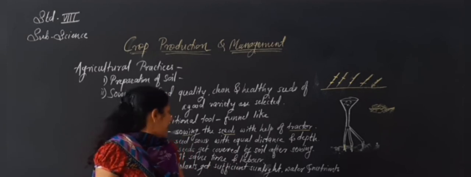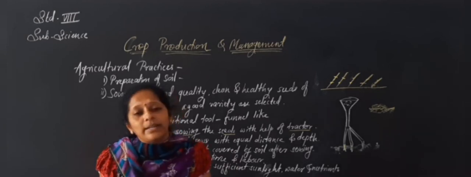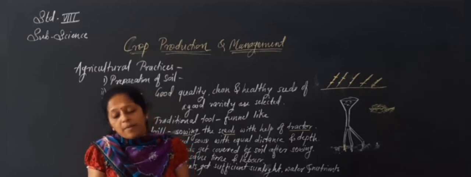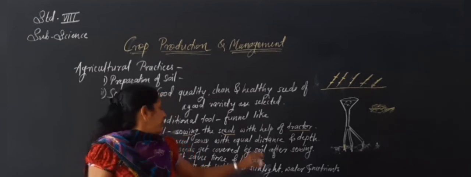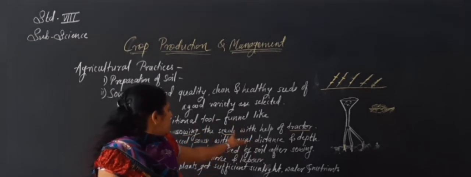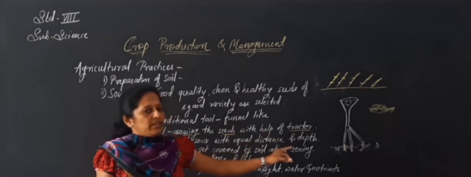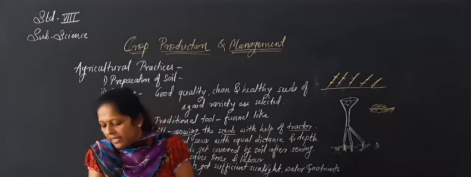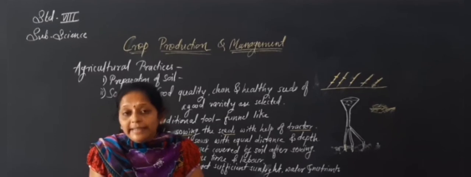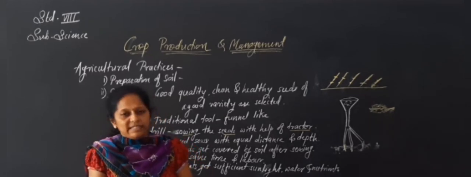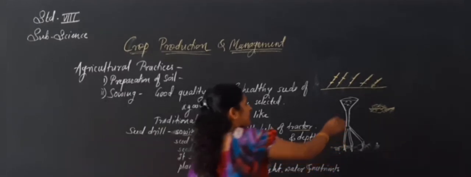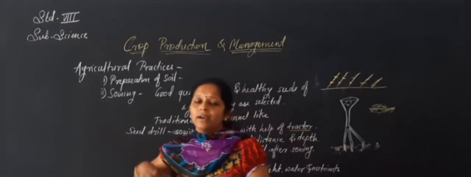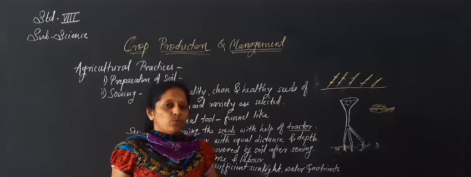Next, plants get sufficient sunlight, water, and nutrients. Because of the seed drill, seeds are sown with the help of a tractor at equal distance and depth. This means keeping equal distance between the seeds, which is very necessary. Why is it necessary? Because when plants are growing, they need sunlight, nutrients, and water.